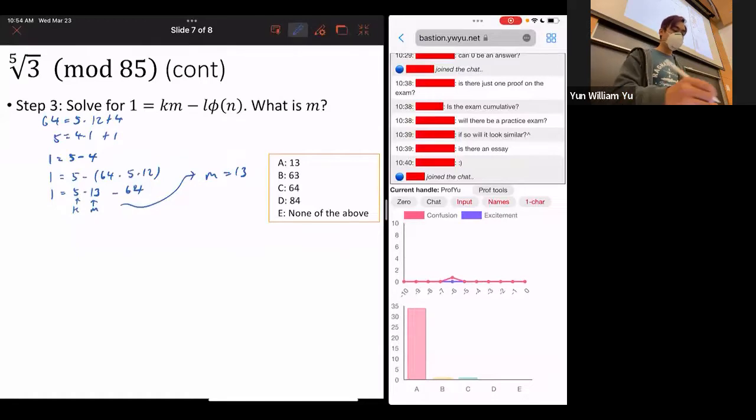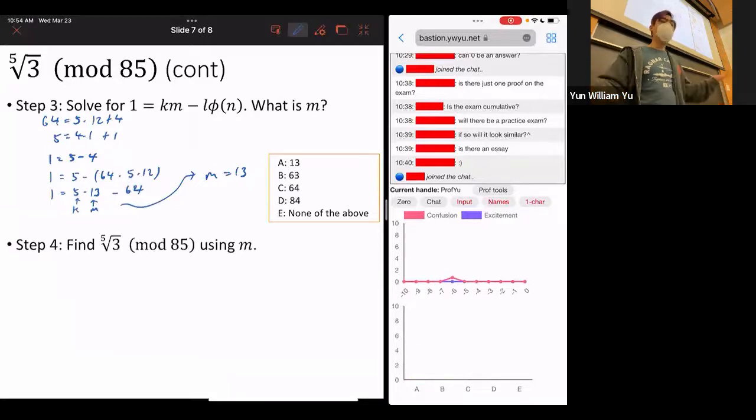Another way of seeing this is that km is equal to 65, and that happens to mean 3 to the 65 is equivalent to 3 to the 1. But let's keep on going. So let's zero that out. Now we just need to find the answer.